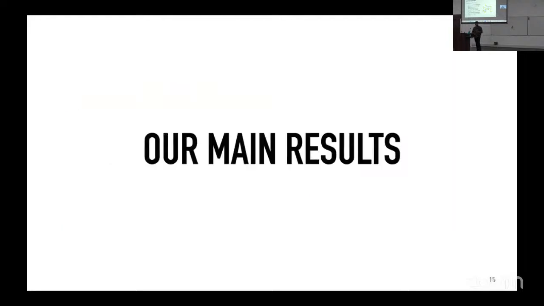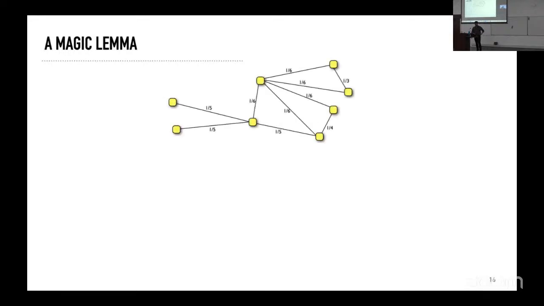Okay, so let me just take you through our main results. Just two of them. So before we get to that, I'll just describe one magic lemma. This is also not from us. Here's the magic lemma. Here's a graph. I have weighted the edges by some numbers. So this will appear magically. Also, this is a density graph, roughly.